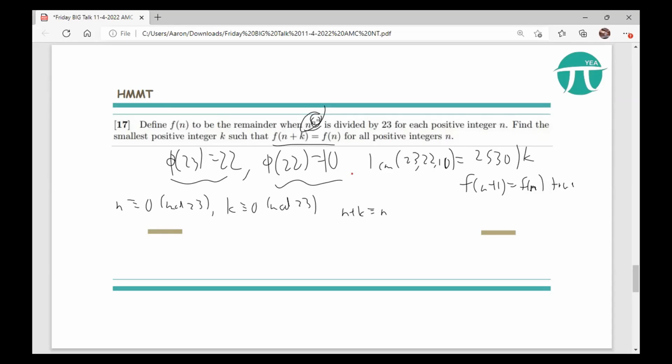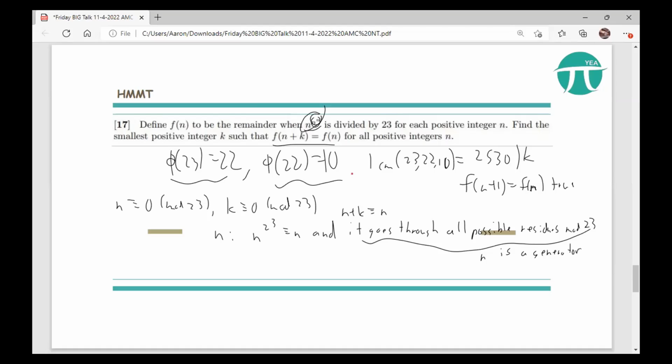Now if we let n be some number such that n to the 23 is congruent to n, and it goes through all possible residues mod 23. So what this means, there's a mathematical term for this. It's called n is a generator, but it's quite simple.